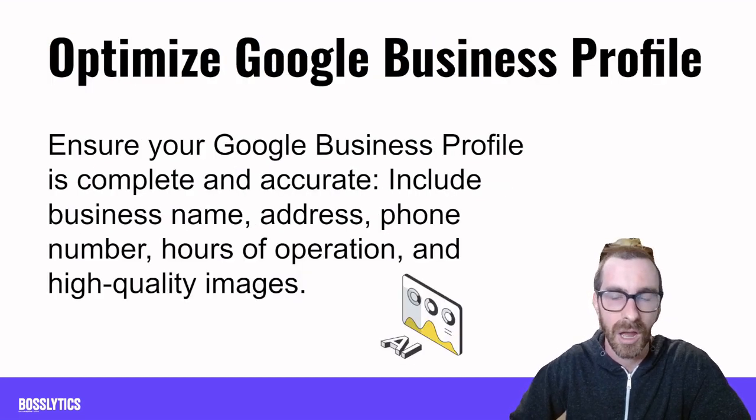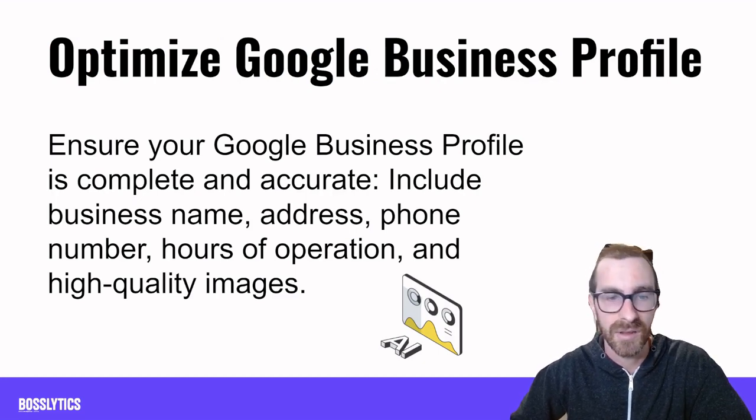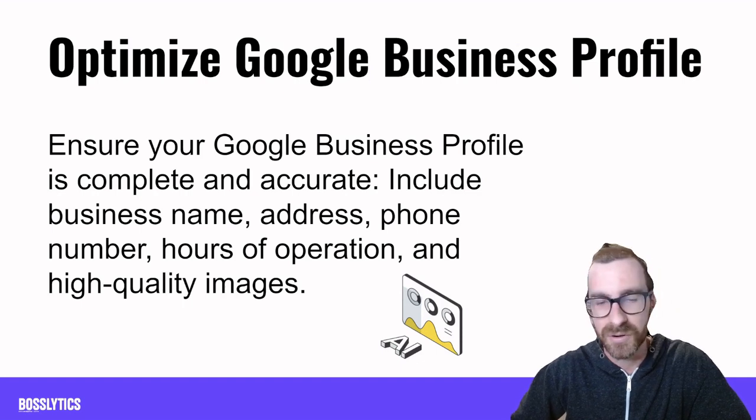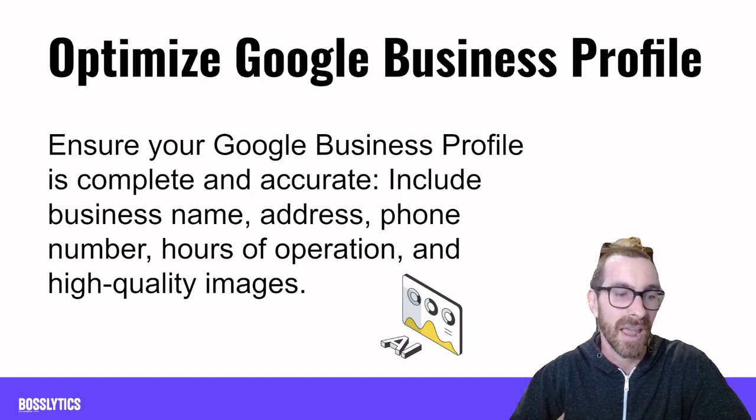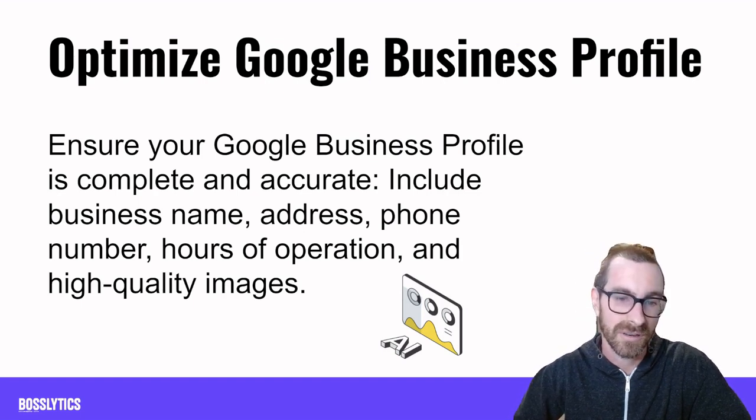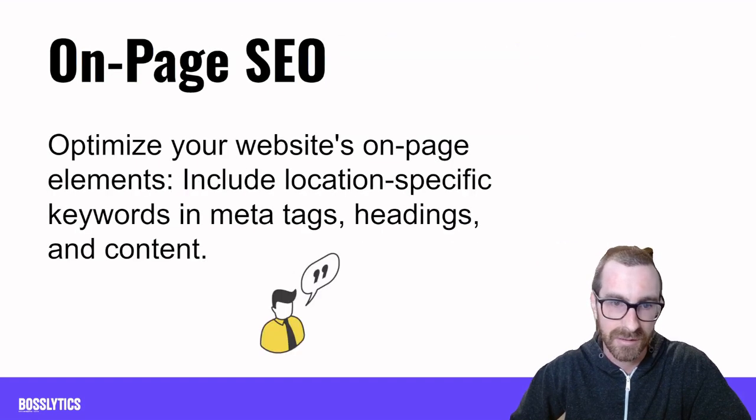Cool. Optimizing Google Business Profile. This used to be called Google My Business. Now it's called Google Business Profile. It's just as important. Google weighs this stuff a lot, so make sure you have your business name, address, phone number, hours, high quality, unique images, full description. Go crazy on this. It's going to pay dividends in the end.